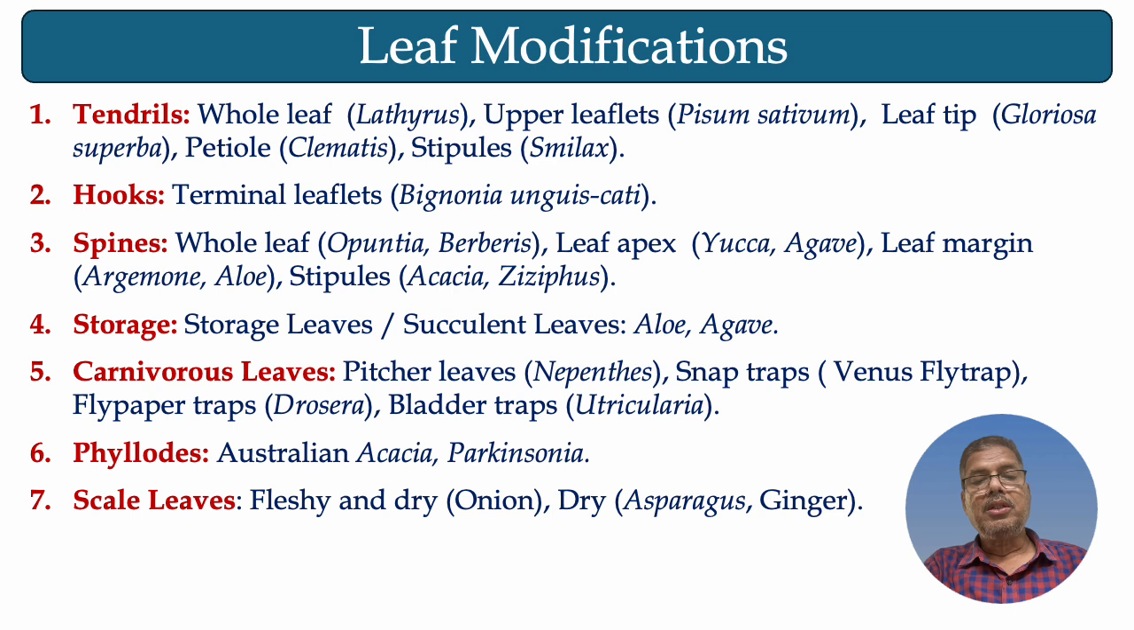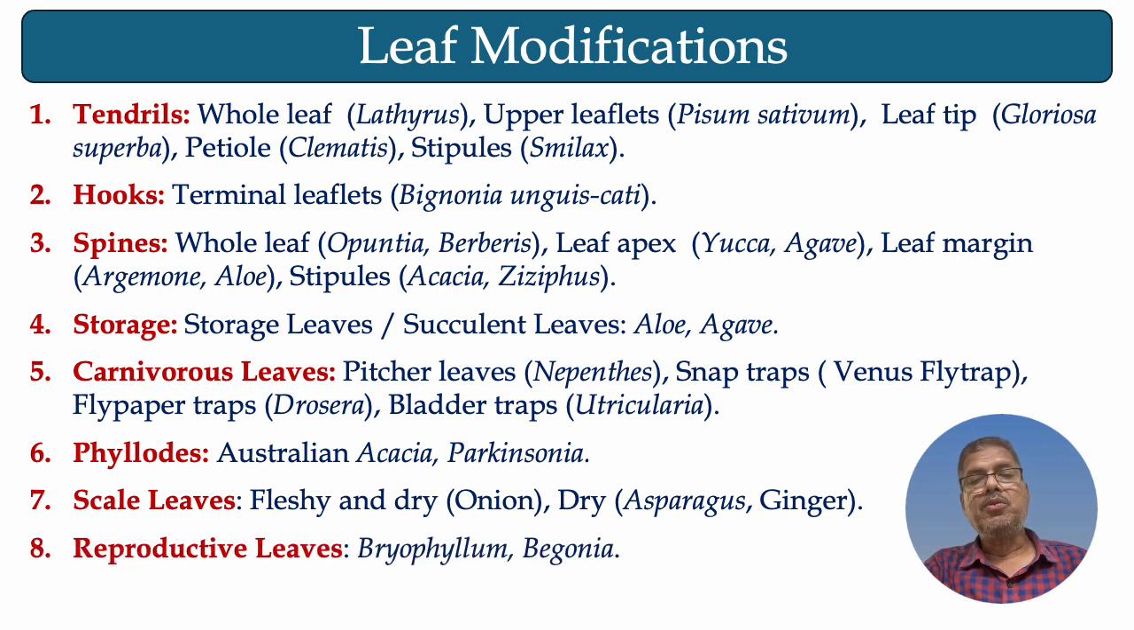In phyllodes, the petiole or the rachis become flattened, green, and leaf-like, performing photosynthesis, while the true leaf blade is reduced or falls off early. Example is Australian Acacia parkinsonia.